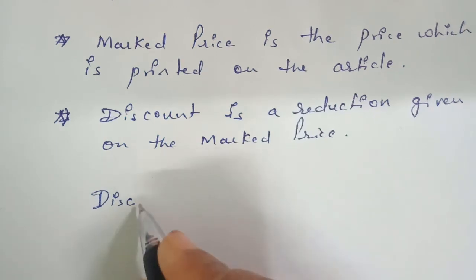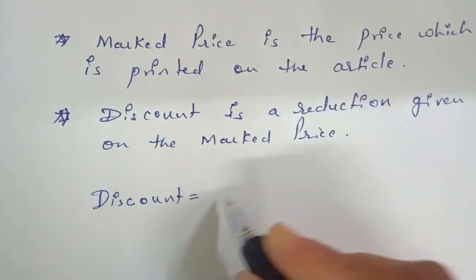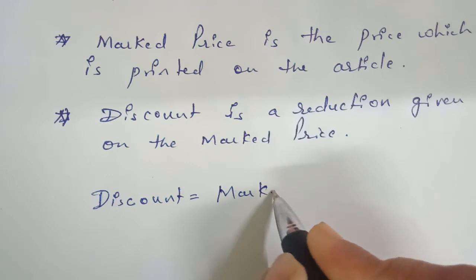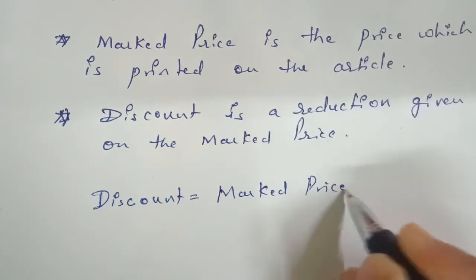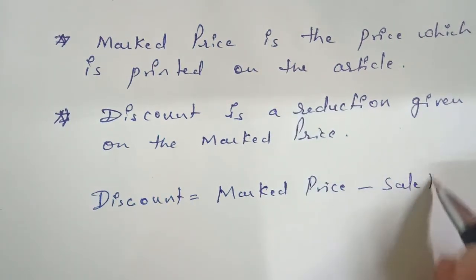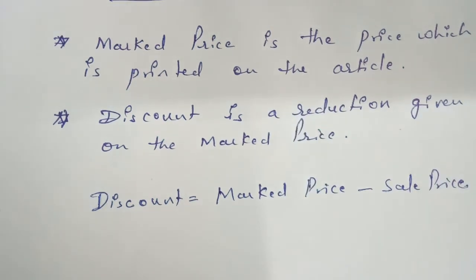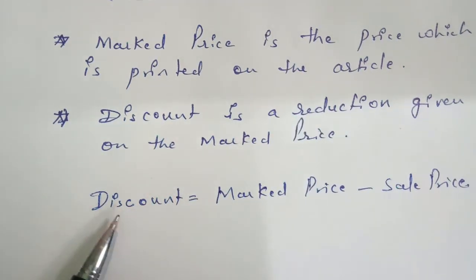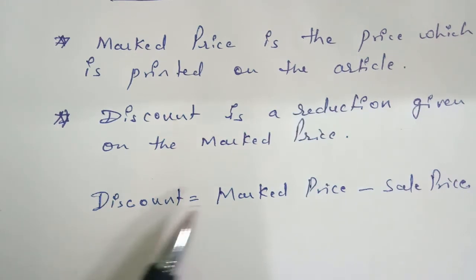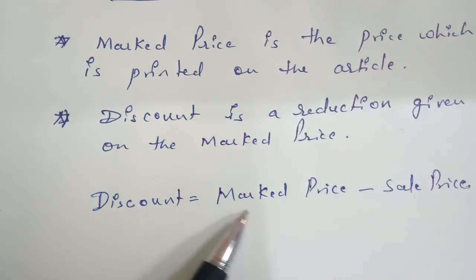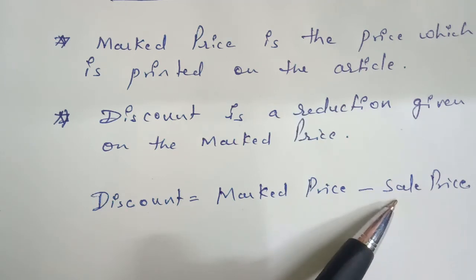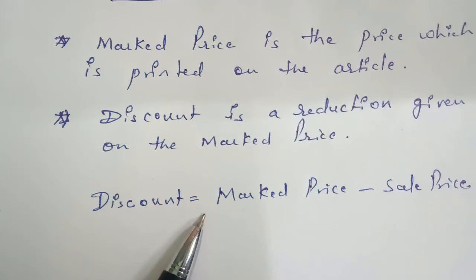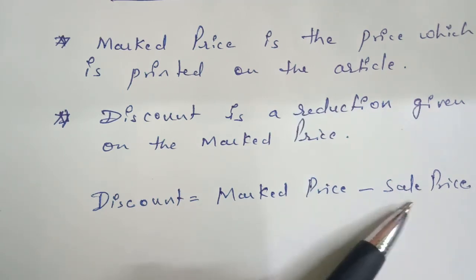Discount means reduction. Now how to find the discount? For finding the discount, we use the relation: discount is equal to market price minus sale price. Discount is the reduction, market price is the printed price, and sale price means the price that you pay to the shopkeeper for that article. Again, discount is equal to market price minus sale price. Sale price is the price at which you buy that article.